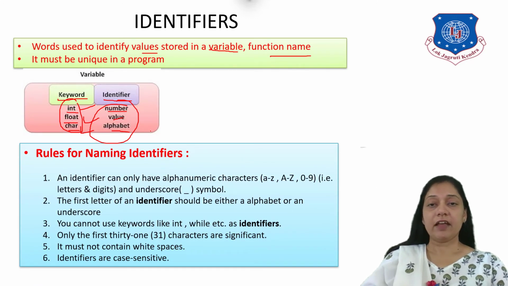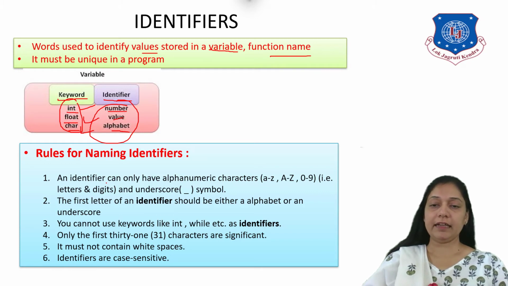Next, whenever you want to give a name to an identifier, you have to follow specific rules. These are the six important rules for naming an identifier. The first one is that the name of an identifier should be alphanumeric characters. Alphanumeric means it can be an alphabet, in small or capital letters, or it can be a number. Also, you can use the underscore symbol in your identifier name. Other than this, you cannot use any other symbols.